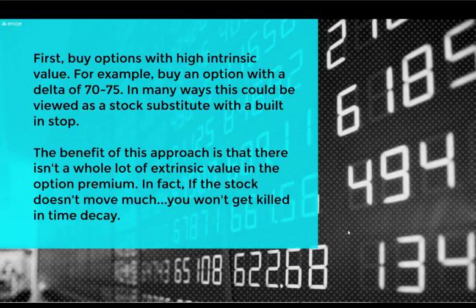Now, I know a lot of people get into options because they look at those out of the money options and go, well, I want the leverage. If I just want stock, I'll just play stock. Well, you get more leverage still with the 70 to 75 in the money option than you do with the stock. So I don't want you to go on that soapbox. But when we look at that delta, we are still having some extrinsic value, but we're using leverage in a proper way. The benefit of this approach is that there isn't a whole lot of extrinsic value in the option premium. In fact, if the stock doesn't move much, you won't get killed in time decay.